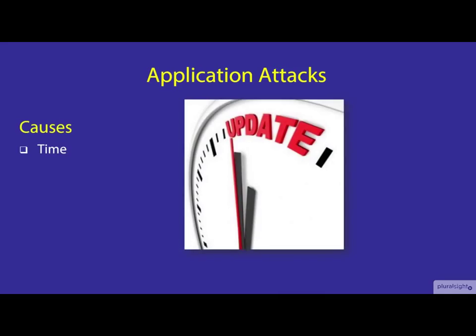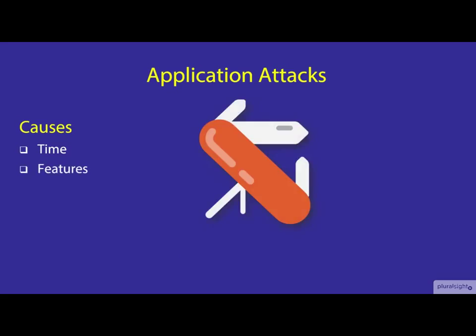Now, the reason why these usually take place is because, first of all, the developer may be under time constraints. He's taking shortcuts to make sure he hits a deadline. He may be adding some features, and sometimes those features create vulnerabilities within the application itself. Also, there may not be enough time to do adequate QA.